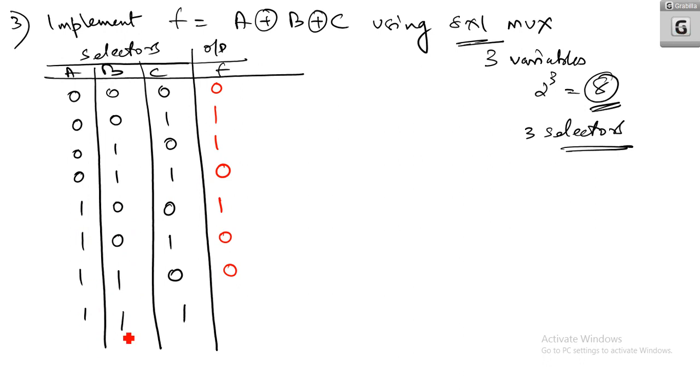Yeah. 1x1 is 0 and 0x1 is 1. So we get 0, 1, 1, 0, 1, 0, 0, 1. Okay, so that is it. So you can have this as D0, D1, D2, D3, D4, D5, D6, and D7. So you can implement it directly, right?